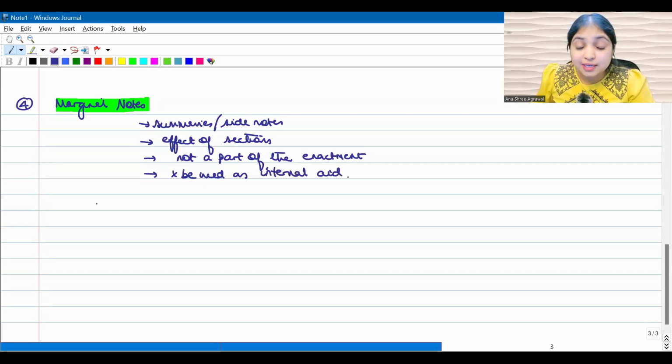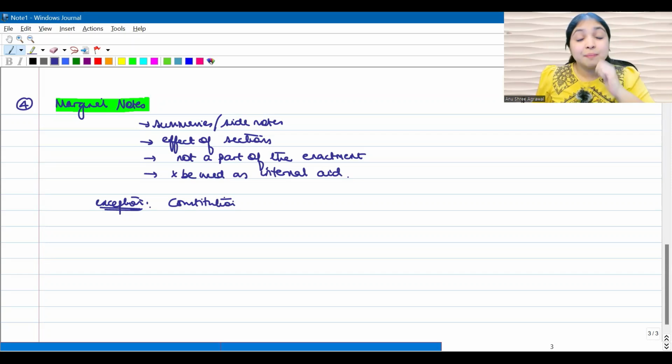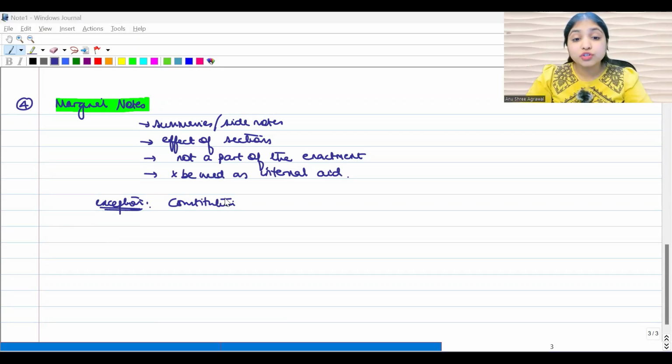But guys, what is that one exception I told you? The one exception is with respect to the Constitution of India. Even the Constitution has marginal notes, but those marginal notes were added to the Constitution when the Constitution was made. At that time itself, the marginal notes were added. So the marginal notes in the Constitution are a part of the Constitution. So therefore, when you're interpreting the Constitution, yes, you can take the help of marginal notes. Understanding, everybody? So this was your fourth internal aid.